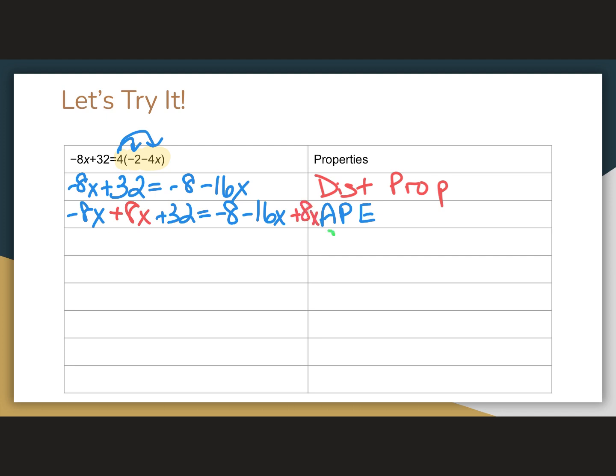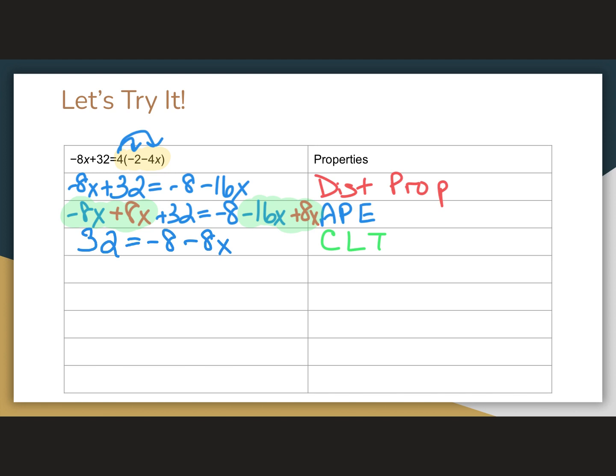Now I'm going to combine my like terms. And now let's see what we can combine. Over here I have a negative 8x and a positive 8x that can be combined. Over here I have a negative 16x and a positive 8x that can be combined. So let's go ahead and combine those. So negative 8x, positive 8x go away. I'm left with a positive 32. I just write 32 equals negative 8. Negative 16x plus 8x gives me a negative 8x.